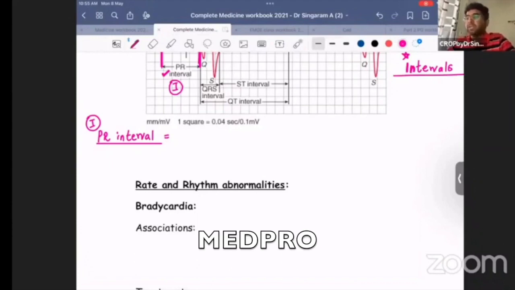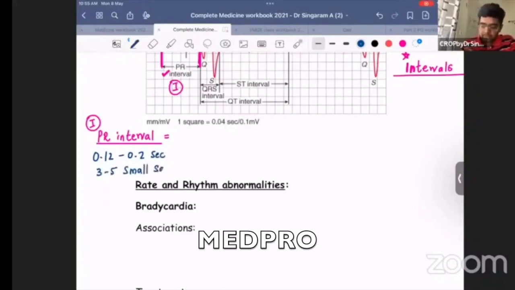I'm going to write only one more thing. What is the normal duration of the PR interval? Simple question. It is 0.12 to 0.2 seconds. Or in other words, roughly 3 to 5 small squares.